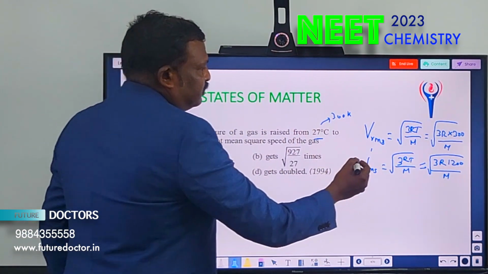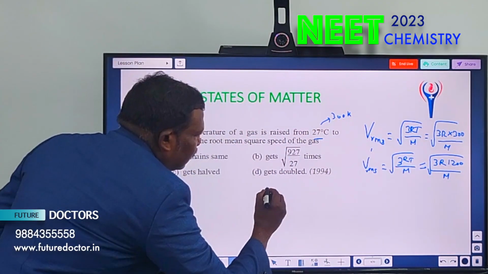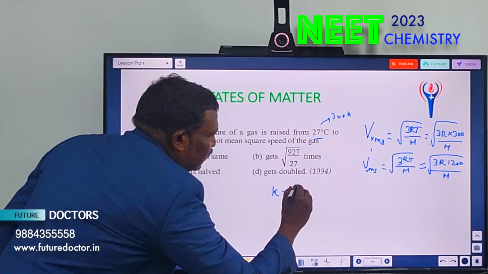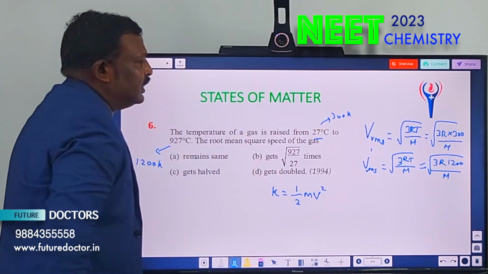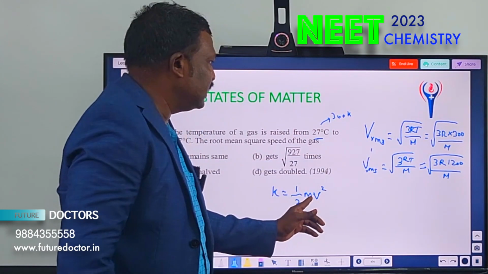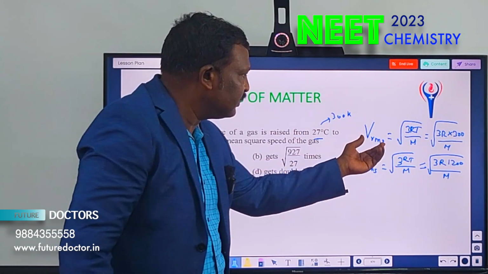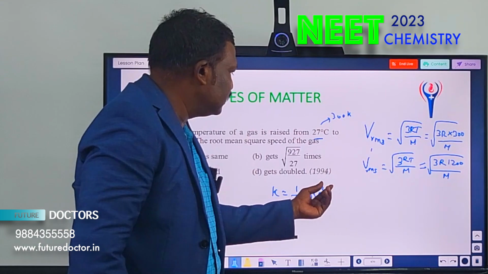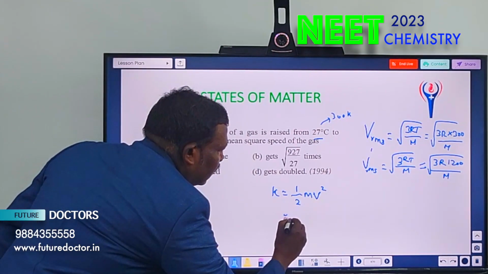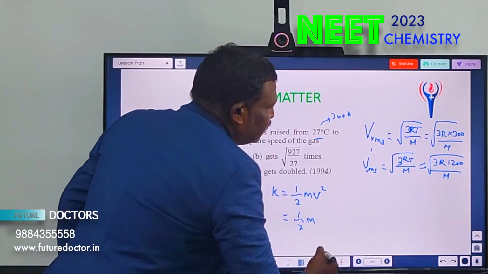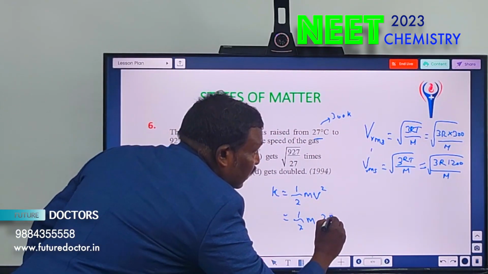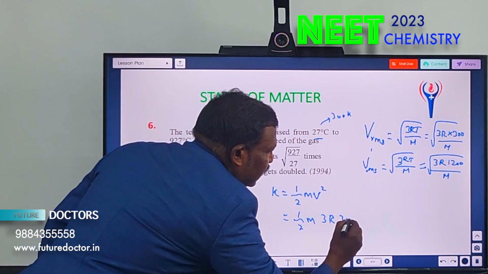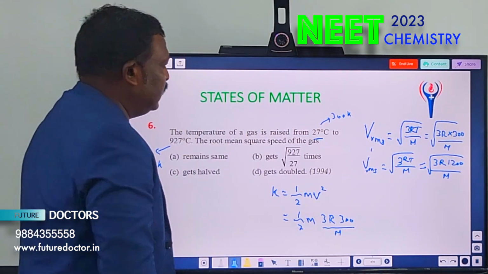Suppose you substitute the value, what's the formula? Kinetic energy is equal to half m v square. The velocity here is the root mean square velocity. It is called root mean square velocity, but it is v square that appears. So the square root will be removed, and we get only 3R into 300 by m.